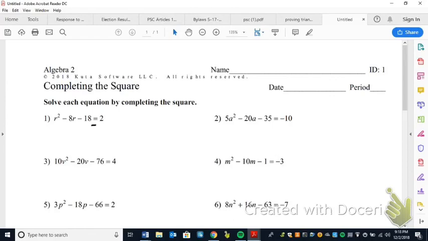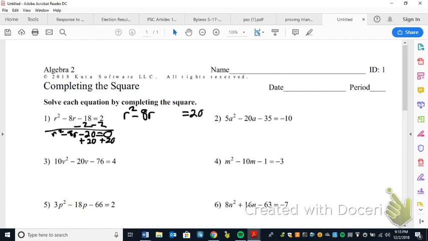So here on number 1, we already have... so we are going to subtract by 2. Because we want x squared plus bx plus c equals 0. So we have r squared minus 8r, and then we have negative 18 minus 2, or negative 20, equals 0. Now we're going to add 20 to both sides. We get r squared minus 8r equals 20.